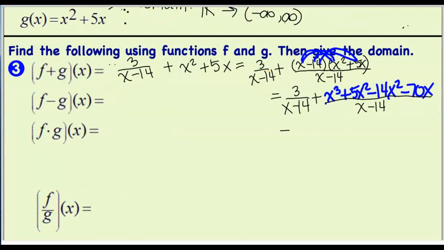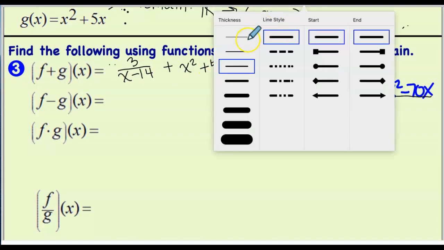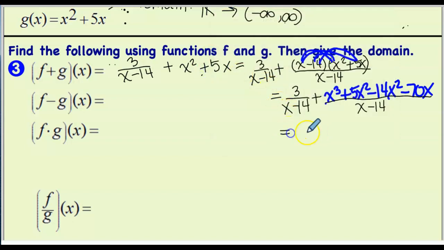Sorry about that, I'm kind of struggling on this problem. Here we go. Now I'm back on track here.